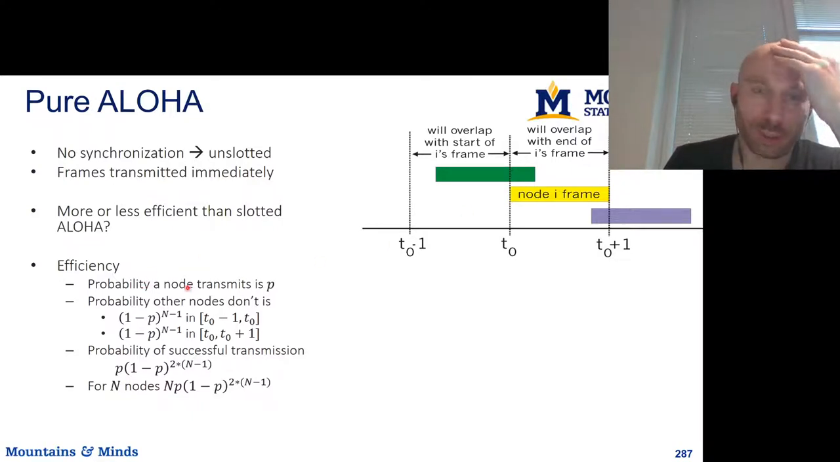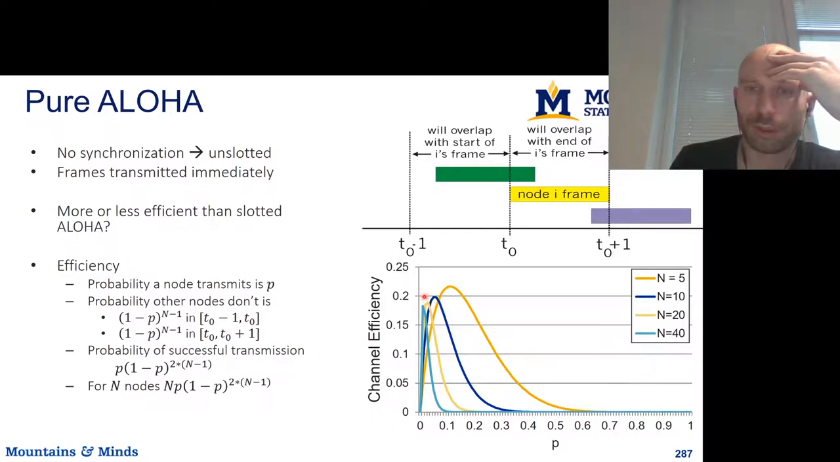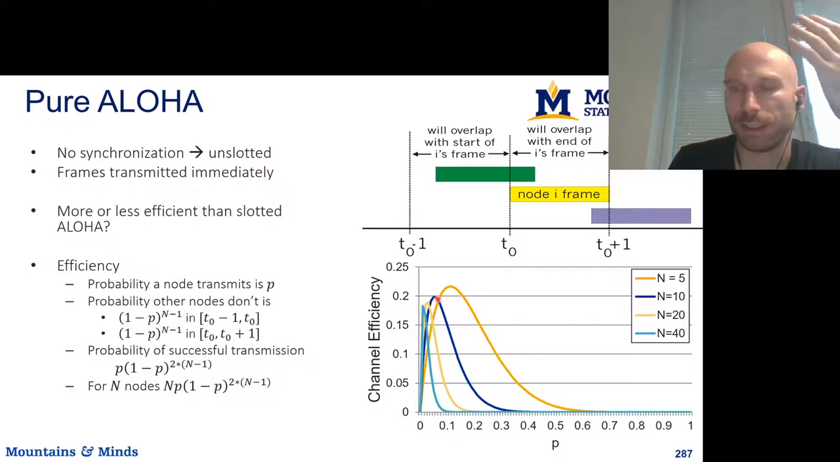Okay, so if our transmission probability is P, that at some point we're going to transmit, the probability that other nodes don't is (1 minus P) to the n minus 1 in this time interval. So the probability of successful transmission is P times (1 minus P) to the 2 times (n minus 1). 2 because we need to worry about this interval and that interval. So this is the formula for n nodes, and you can see that our channel efficiency drops to somewhere around 0.2. So from around 0.4, we went to around 0.2. All right, so obviously you can see how powerful synchronization is if it can be achieved within a network. And that requires clocks and some sort of concept in the protocol of when a time slot starts and when one ends and another one begins.